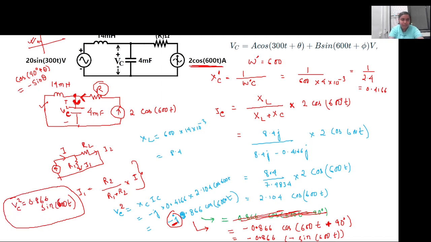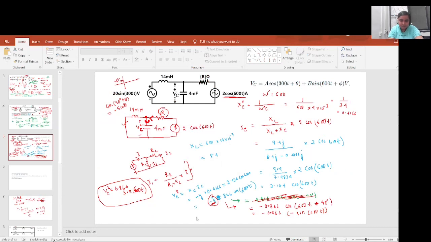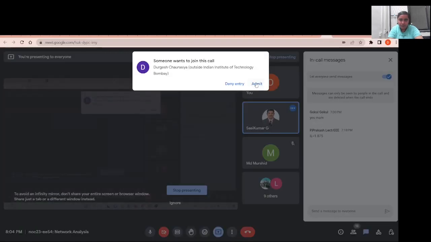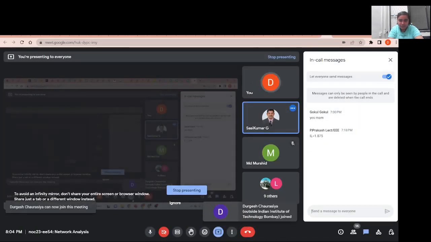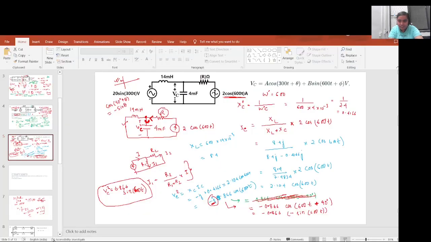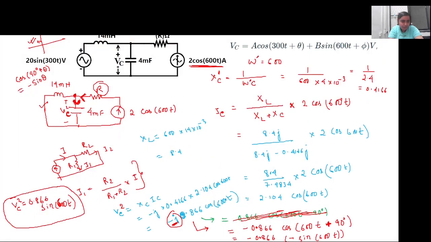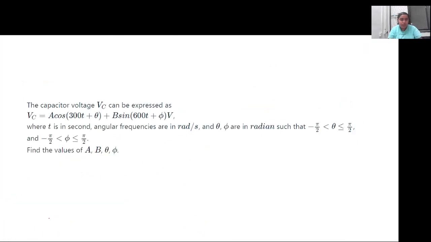So I'll write it properly on the next page. So people joining late, it won't be useful. We have already covered the two problems, but you can always go to the video. So the net VC will be equal to VC1 plus VC2, right?